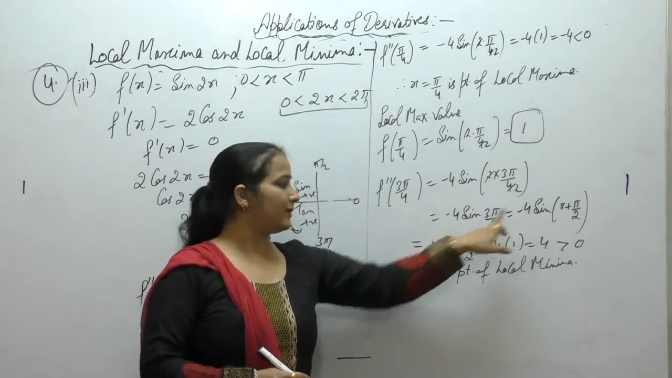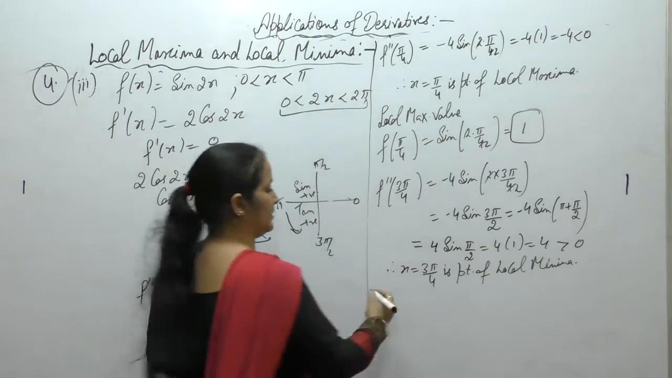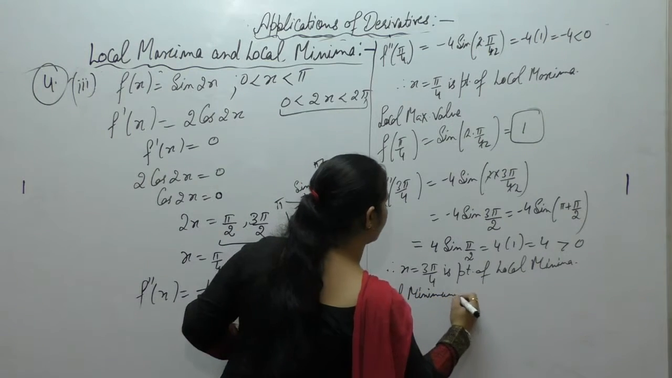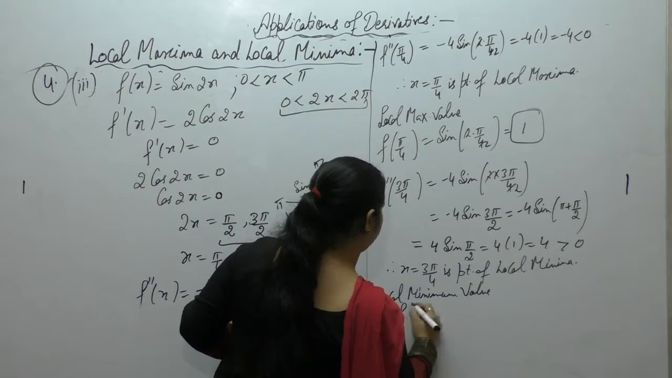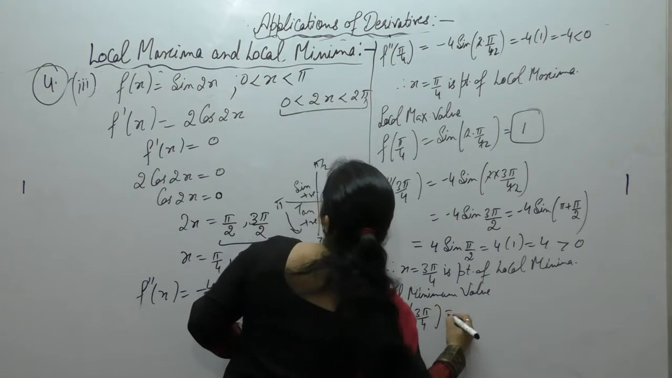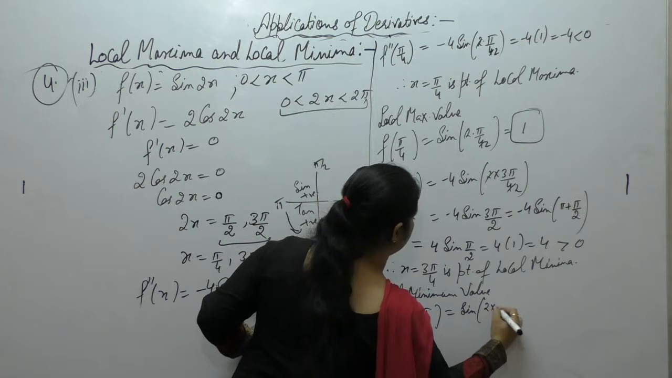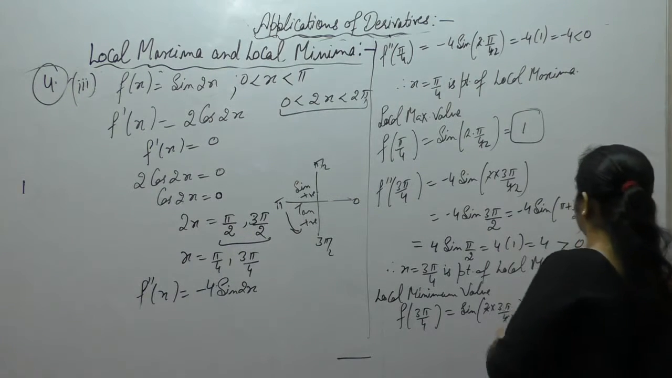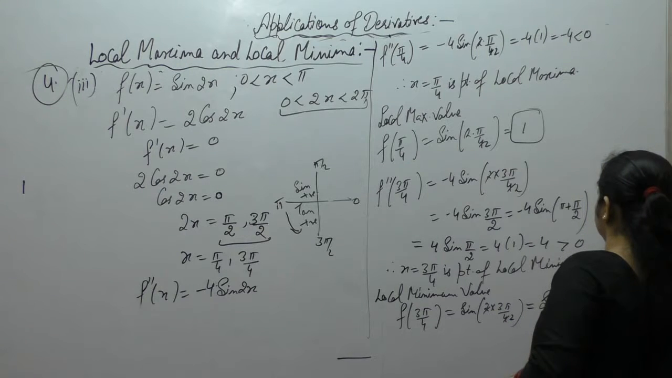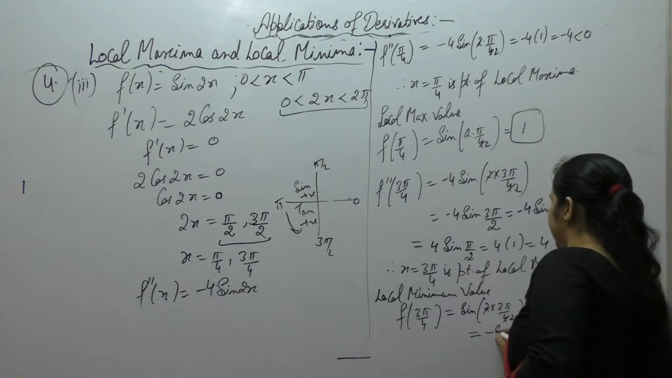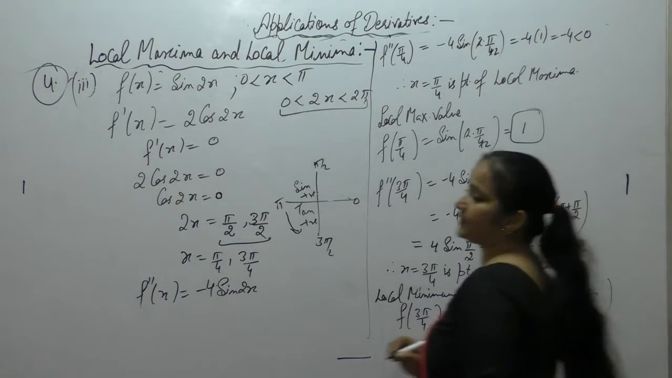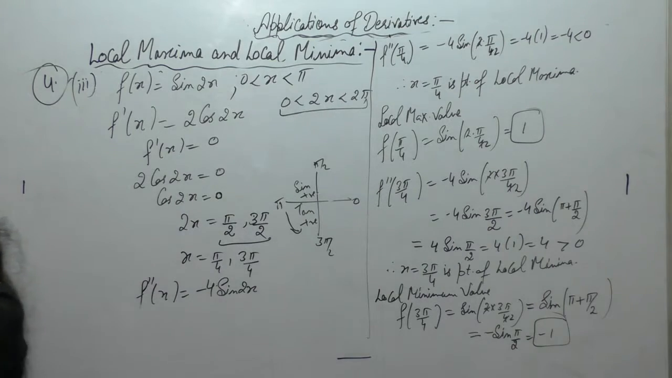Therefore x equals 3 pi by 4 is negative here, so minus and minus plus. Now local minimum value, f of 3 pi by 4, sine 2 into 3 pi by 4, sine 3 pi by 2. We can write it as pi plus pi by 2, that is sin pi plus theta is minus sin theta, so we get the value as minus 1.